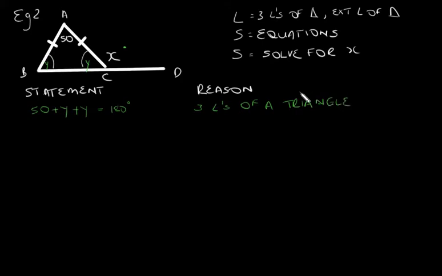Now we are going to solve for y. So 50 plus 2y will be equal to 180 degrees, and 2y will be equal to 180 degrees minus 50 degrees, which will be equal to 130 degrees.